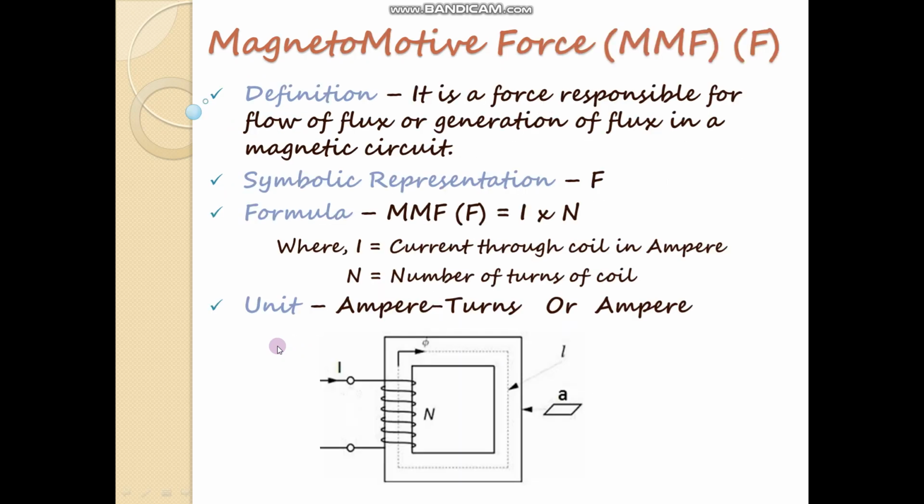Another important term is the magnetomotive force. It is the force responsible for the flow of flux or generation of flux in the magnetic circuit. It is similar to the EMF, electromotive force, in the electric circuit. The MMF is represented by F and is given by the product of I and N. What is I? It is the current through the coil in ampere, and N means the number of turns of the coil which is wound over this magnetic material. The unit of the MMF is ampere turns or simply ampere.